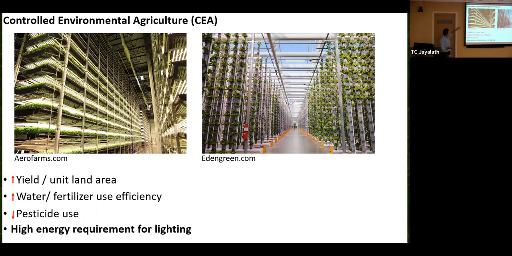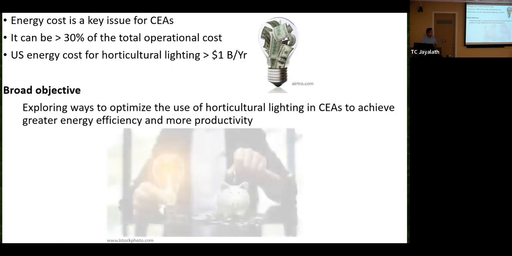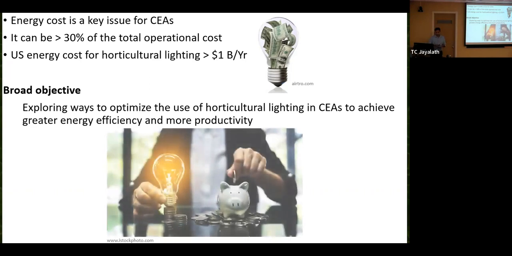However, the problem is, as you see in the picture here, there are so many lights being used. So there's a high energy requirement for CEA, especially for lighting. Energy cost is one of the main issues in CEA, followed by labor cost, and it can be over 30% of the total operational cost of a CEA business. According to the US Department of Energy, US energy cost for horticultural lighting can be over $1 billion per year. Therefore, the broad objective of my dissertation is to explore ways to optimize the use of horticultural lighting in CEA to achieve greater energy efficiency and more productivity.